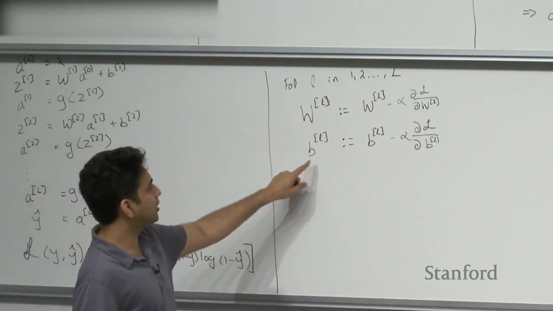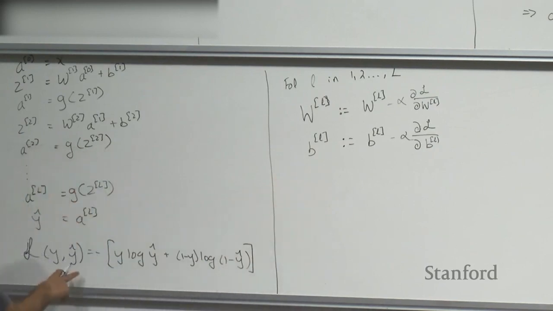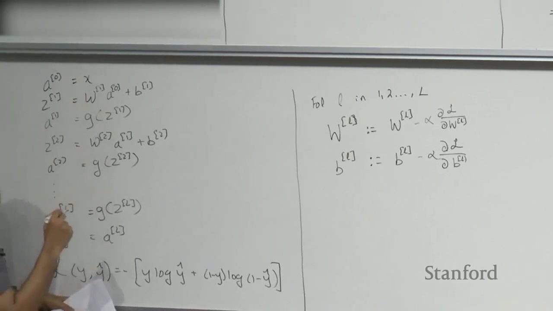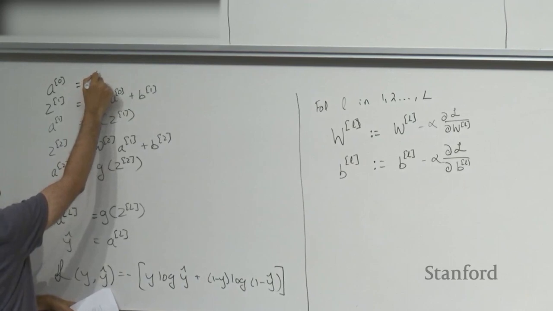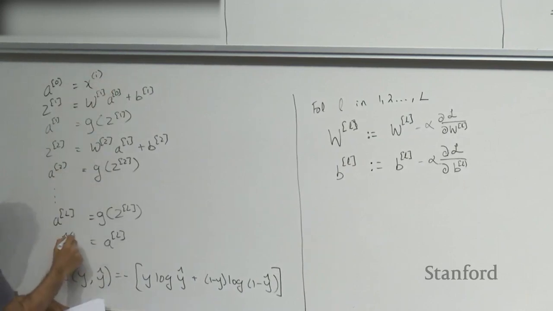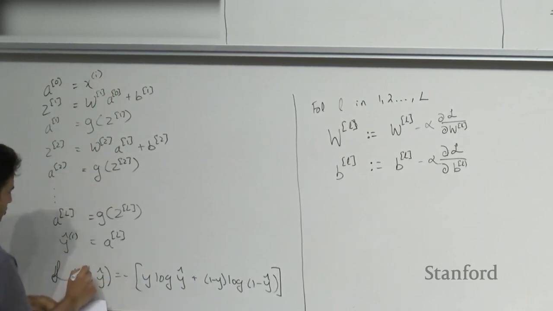Yes, question? So, the question is, is this stochastic? In this case, it is stochastic because we have considered just one example. Good question. So, think of this as y hat i and yi.